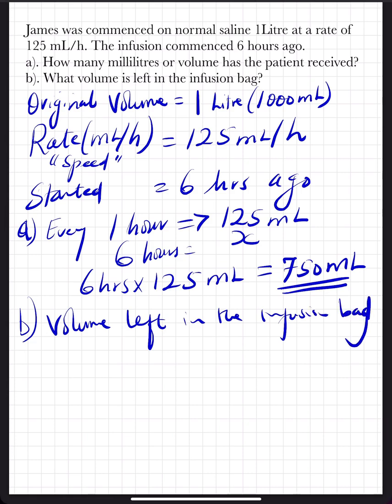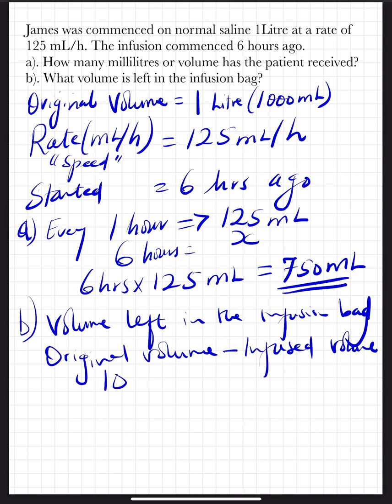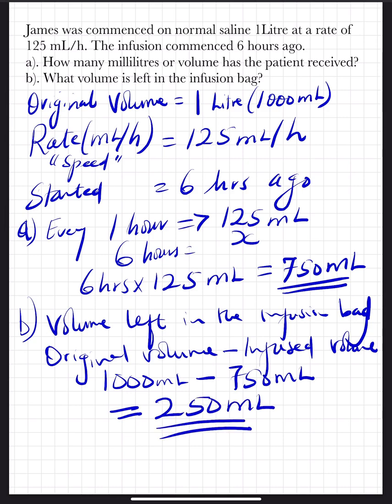What you could say here is the original volume minus the infused volume. For sure, we know that the original volume is 1000 mils, and then you minus what you've given already, which is 750 mils. This will give you 250 mils left in the infusion bag.